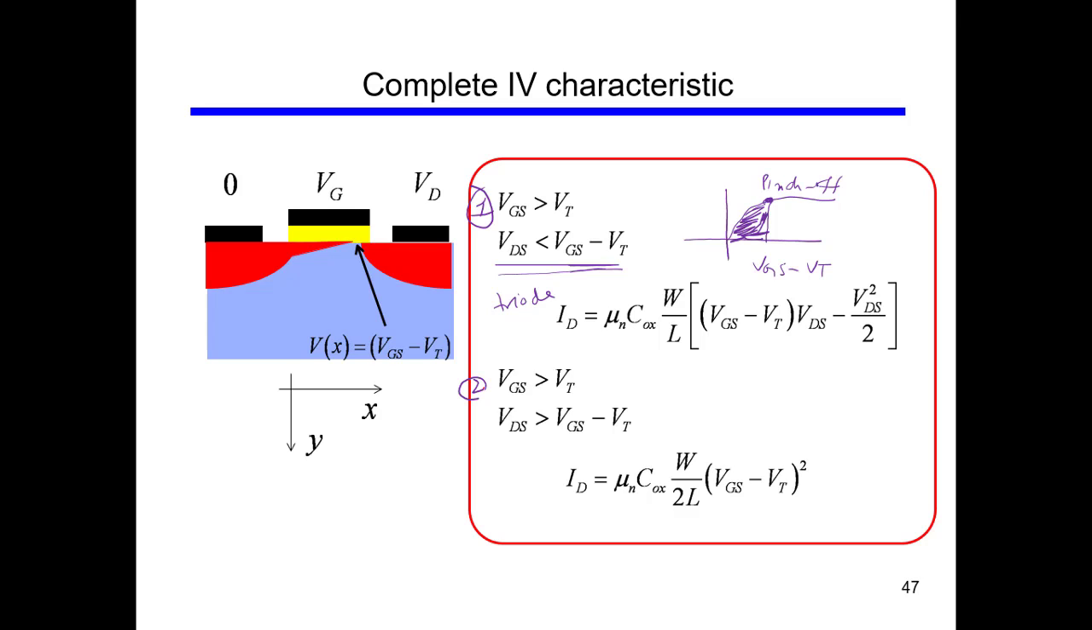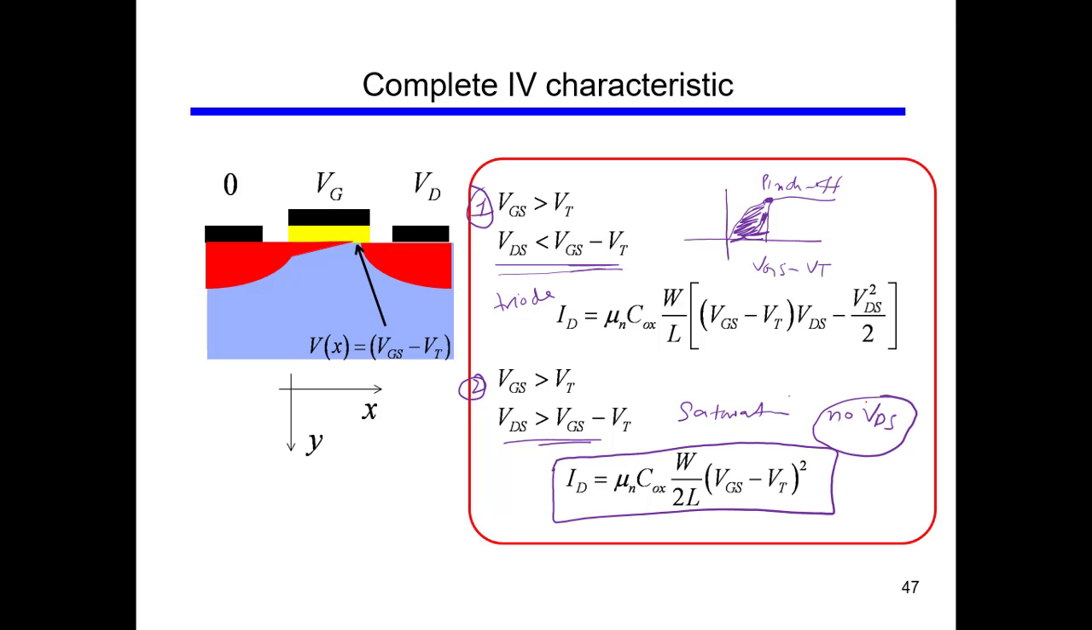The second case is when the transistor is on and VDS is greater than VGS minus VT. This is the saturation region, and the current is constant. There is no variable term, no VDS. So in the saturation region it is independent of VDS. It is constant.